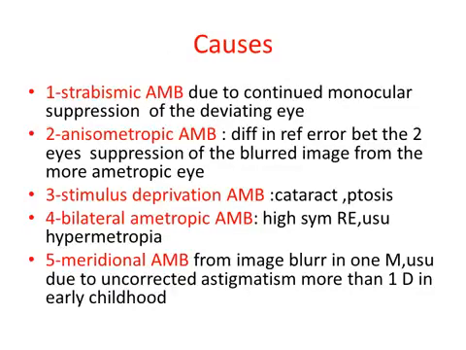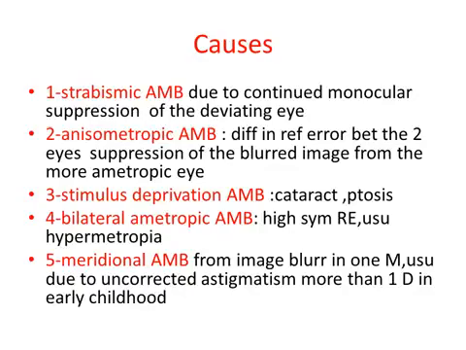What are the causes of amblyopia? Number 1, strabismic amblyopia. This is due to continuous monocular suppression for the image coming from the more deviating eye. Number 2, anisometropic amblyopia, when there is difference in refractive error between the two eyes, so there is suppression for the image coming from the eye with more refractive error. The eye with less refractive error will produce a severely blurred image, and this image will be suppressed at the level of the brain.